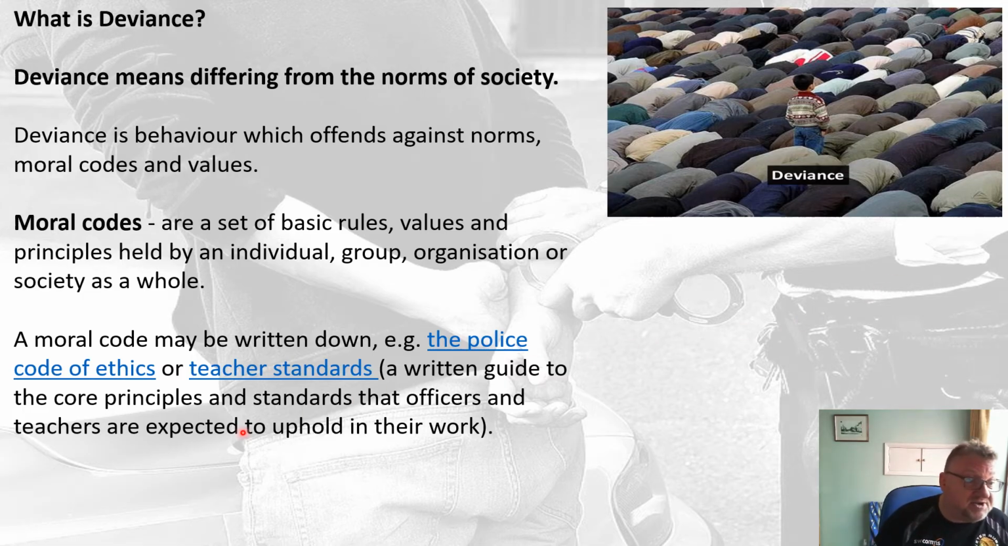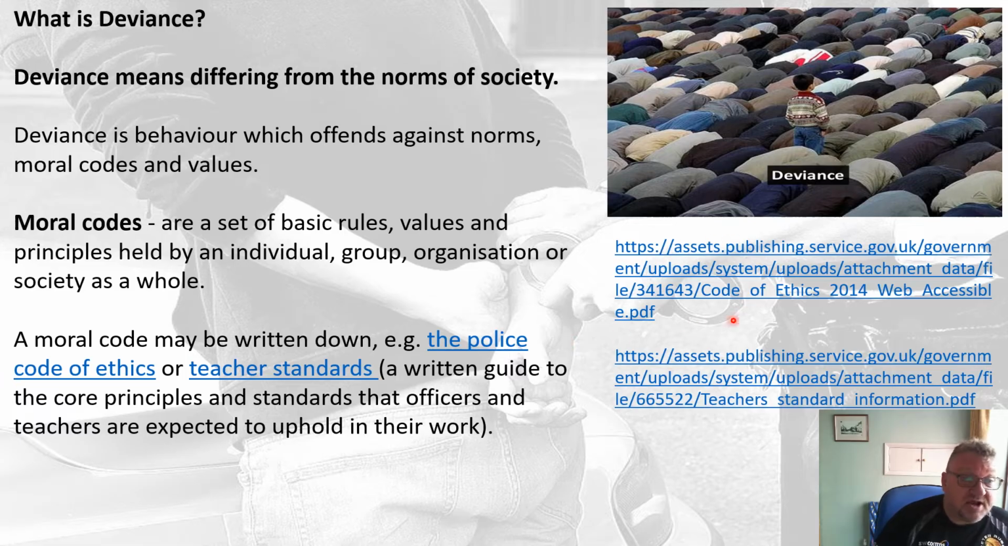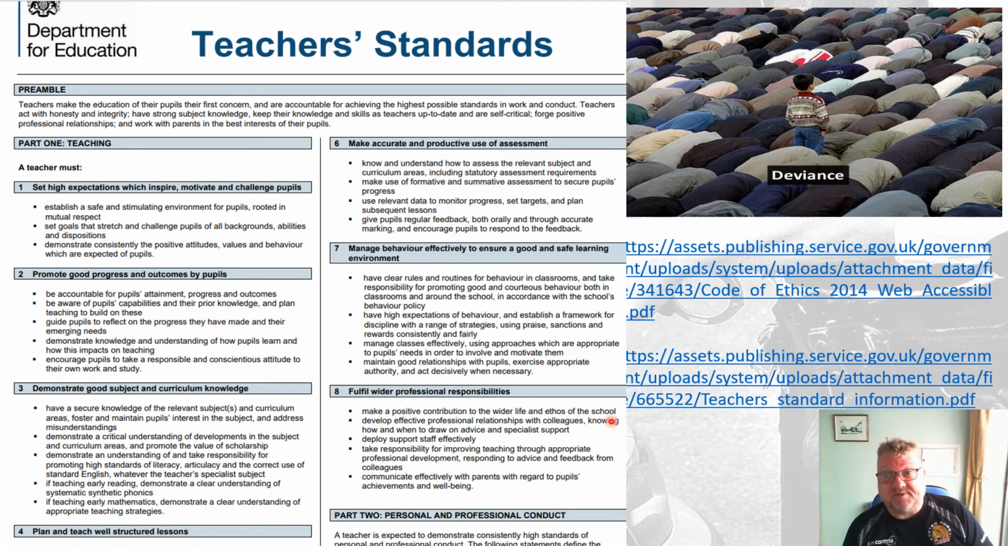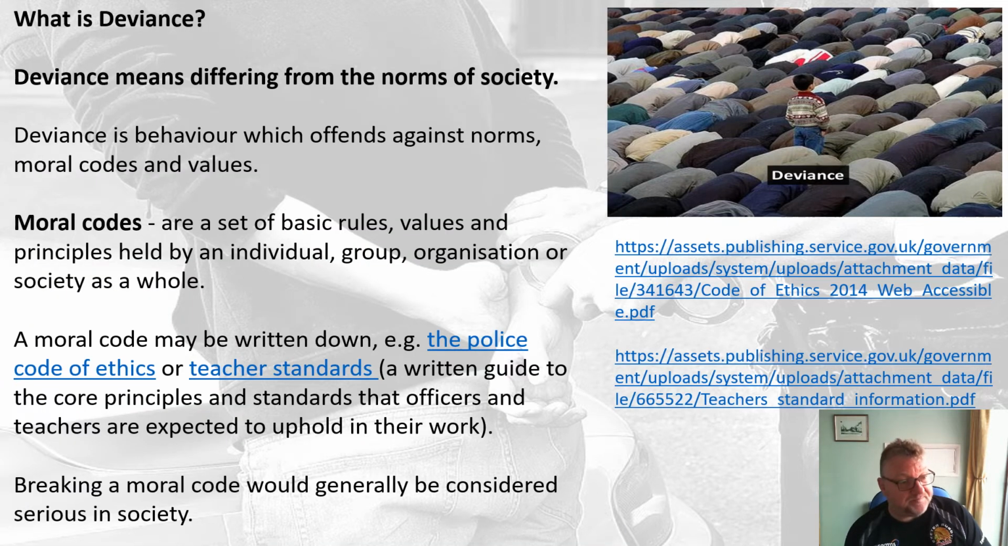So you could have the police code of ethics, which if you want to look at, I've put a link to here, or you can look at teacher standards. So that's a written guide of core principles and standards that the police code is for officers, the teachers is for teachers. So as a teacher, here's a clip of what I'm expected to be. I've just taken a screenshot. You can look in more detail by clicking on the link. I'm expected to set high expectations which inspire and motivate and challenge pupils. I've got to promote good progress and outcomes. I've got to demonstrate good subject and curriculum knowledge, etc. So those are the standards, the norms, the principles, the moral codes by which a teacher is judged.